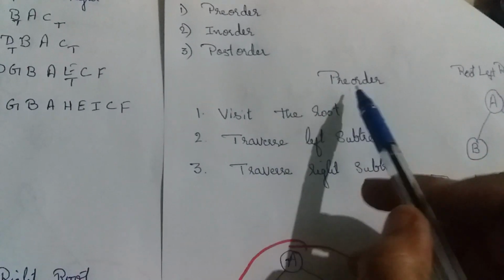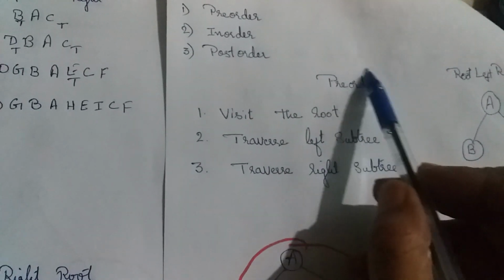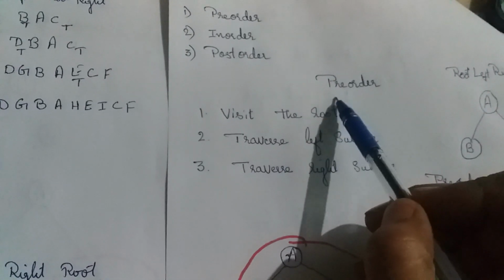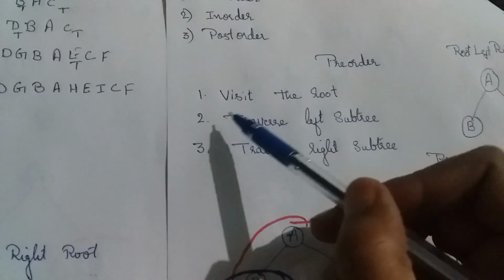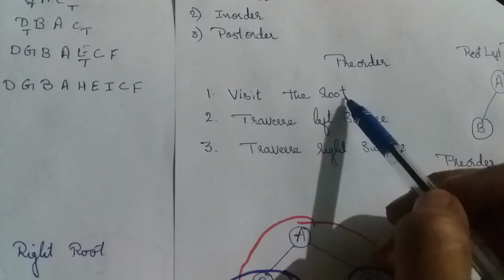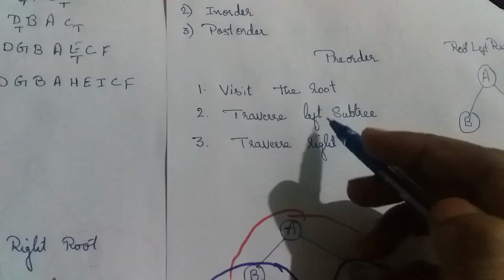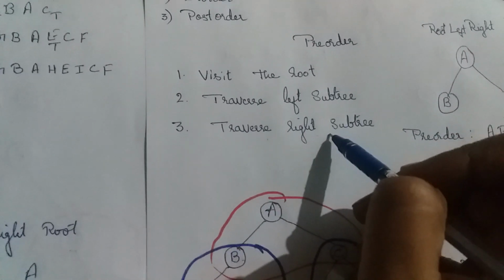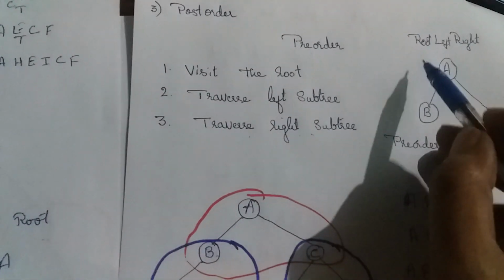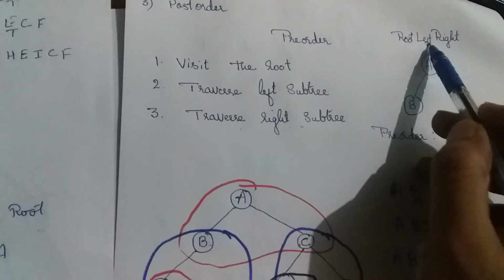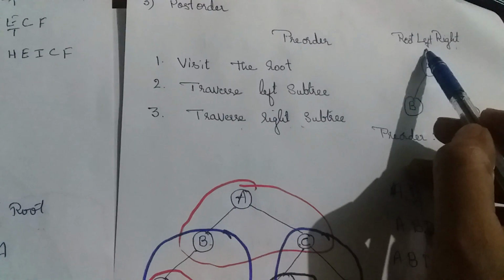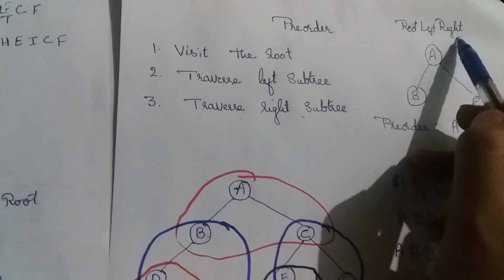So, what is pre-order? To traverse the non-empty binary tree in pre-order, first we have to visit the root, traverse the left subtree, and then traverse the right subtree. So here the technique is root, left and right. Visiting the root first, then the left subtree, and then the right subtree.